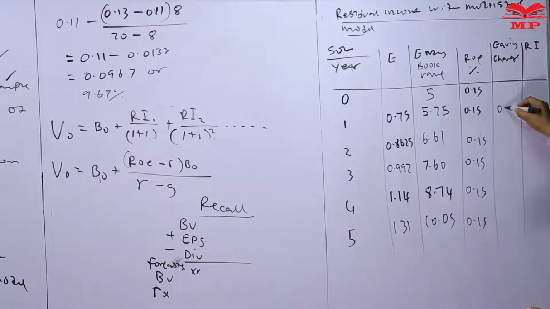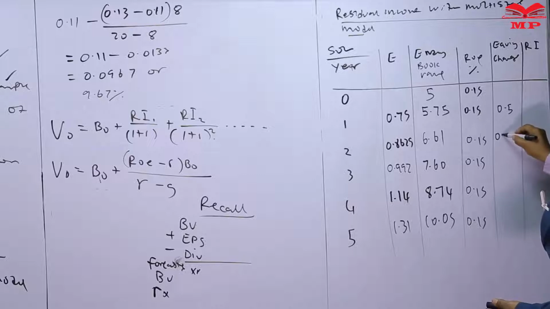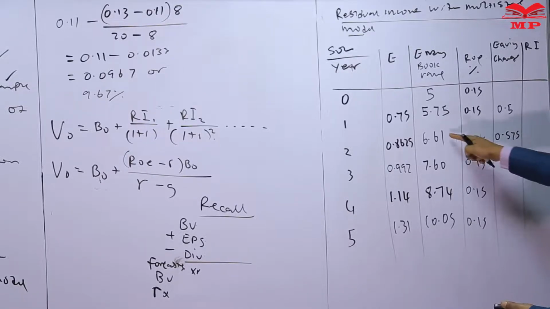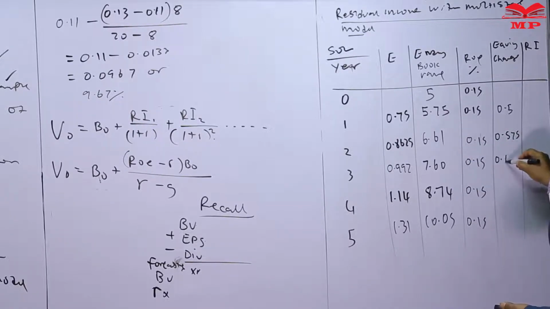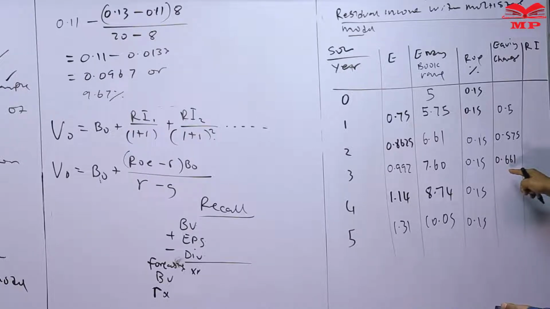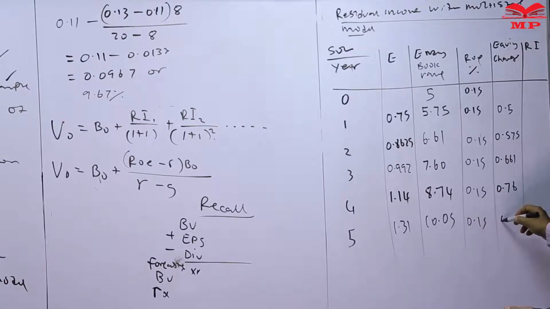10% of that, we say 0.5 there. 10% of this one is 0.575. 10% of 6.61, 0.661. 10% of 7.6 is 0.76 there. Then 10% of that is 0.874. Can we get the residual income?